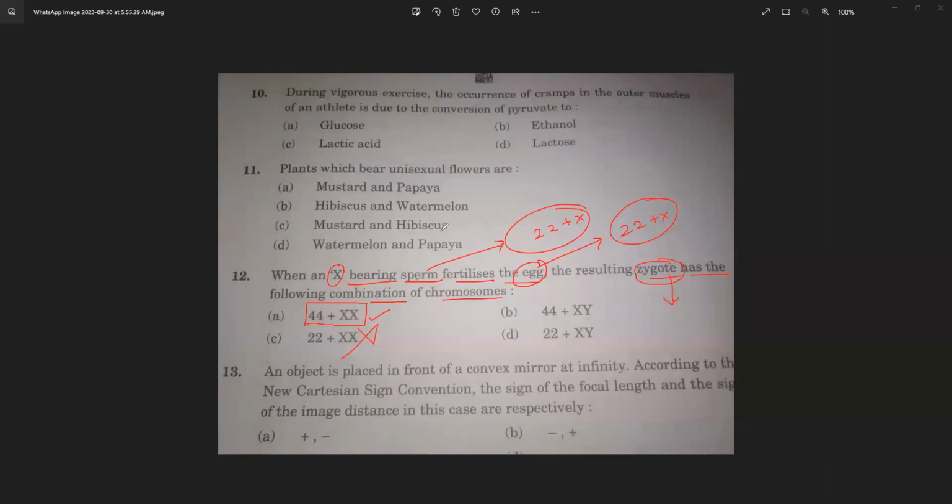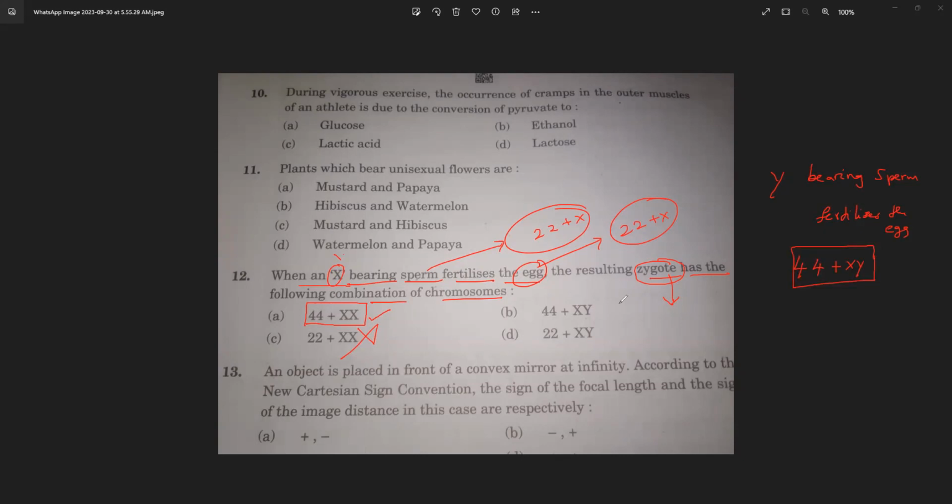Here see, suppose they mention, instead of an X bearing sperm, a Y bearing sperm, then what will happen, everybody? A Y bearing sperm fertilizes the egg. Understand? Then what will happen? 44 plus XY. We'll get 44 plus XY. Everyone understood? Clear, everybody?